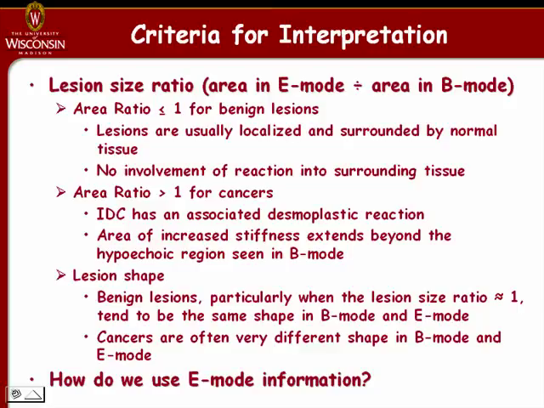Another consideration is the lesion shape. Typically, when the lesion size ratio is near 1 and we have a benign lesion, the shape in the B mode and elasticity image are very similar. In the case of the cancers, though, particularly when we have desmoplasia, the shape can be very different in the elasticity image compared to the B mode image. So how do we use that information?